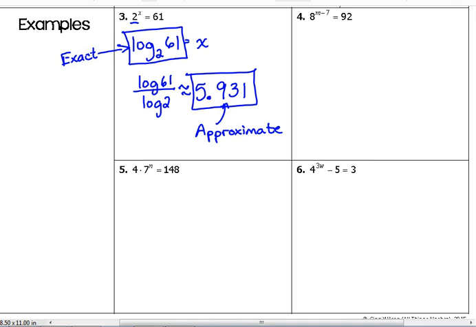Okay, number 4, 8 and 92. Can't write those with the same base. They have nothing in common with each other. 8 we could write as a base of 2, but we can't write 92 as a base of 2. So let's go to isolating it. Well, it's by itself. There's nothing being added or subtracted to it or multiplied by it. So we can write it in log form. The base of the exponential is always the base of the logarithm. The 92 goes inside the log. The m minus 7 goes to the other side.